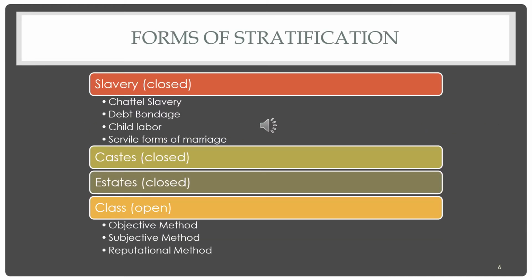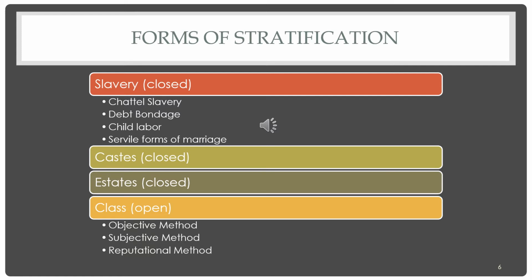While there are two types of social stratification systems, there are four forms of stratification, or four ways in which stratification can present itself. Those are slavery, caste, estate systems, and class systems. So we're going to look at each of these. You will notice that slavery, caste system, and estate system are all closed systems, which again, have very little to no movement, and class system is the only open system of stratification.